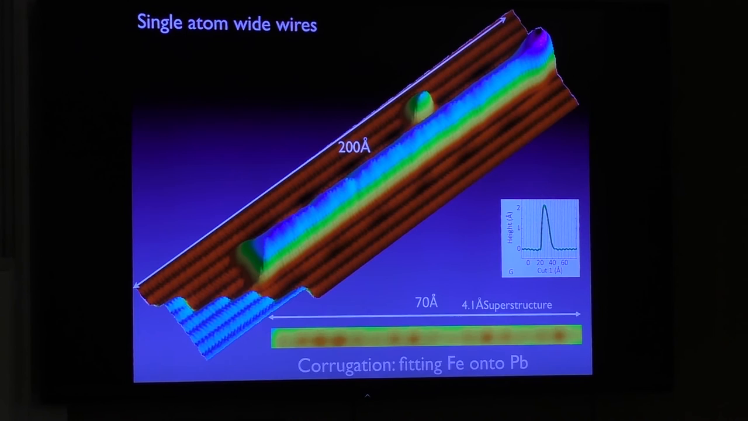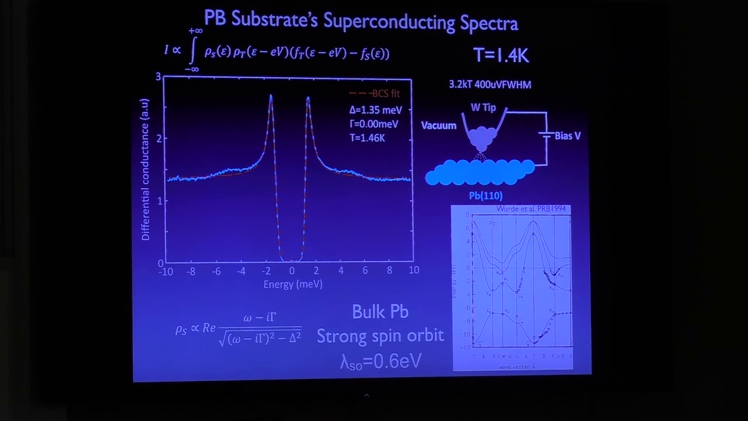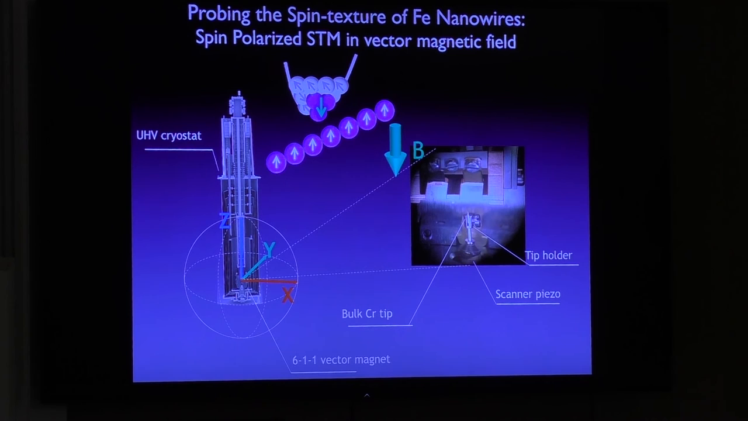The message of this slide is that we understand the lead substrate very well. See, this is the theoretical matching of the STM data to the BCS fit with the lead band structure of a gap. And this is away from the wires, okay? So now, what we want to do is probe the magnetic structure of the wires. When you have STM, you can take data with different types of tips. You can take data with a normal tip, you can take data with a magnetic tip, and you can take data with a superconducting tip. All of which have been taken in this experiment.